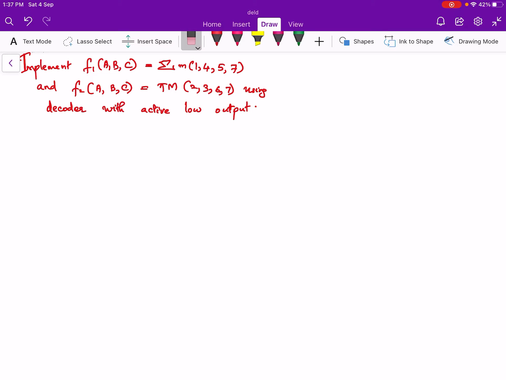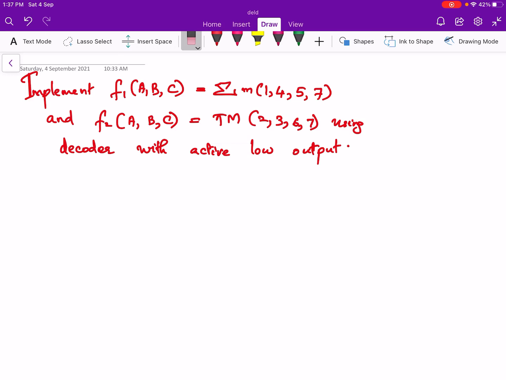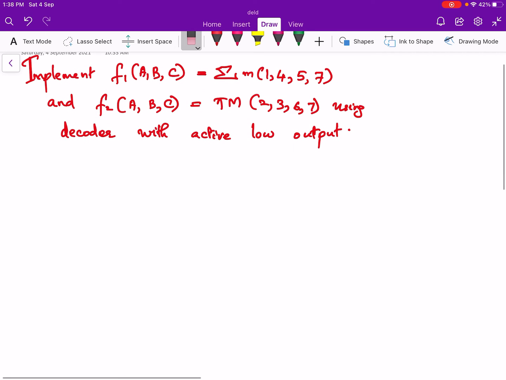Hello everyone, in this video we will see the implementation of F1 of ABC is equal to sigma M 1, 4, 5, 7 and F2 is equal to pi M 2, 3, 6, 7, that is SOP and POS form, using a decoder with active low output. There are three variables at the input, so we can implement this using a 3/8 decoder, and the decoder output is active low, so we have to consider that also. Let us first draw the truth table corresponding to this.